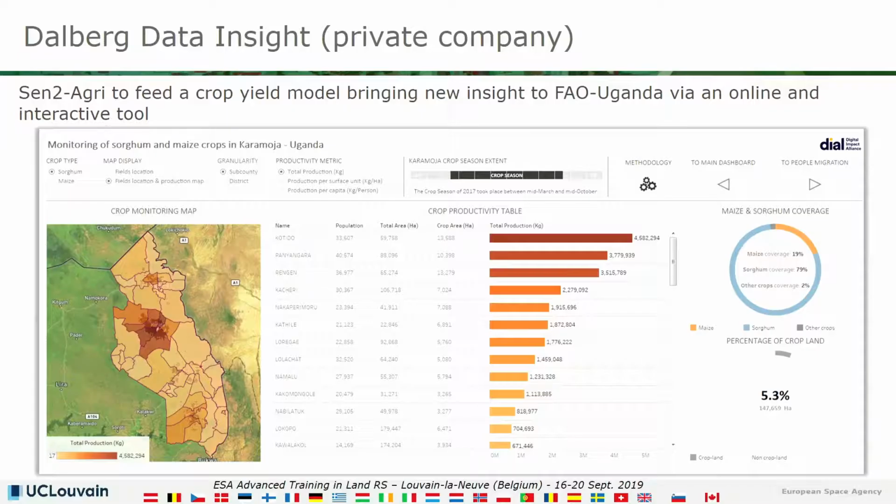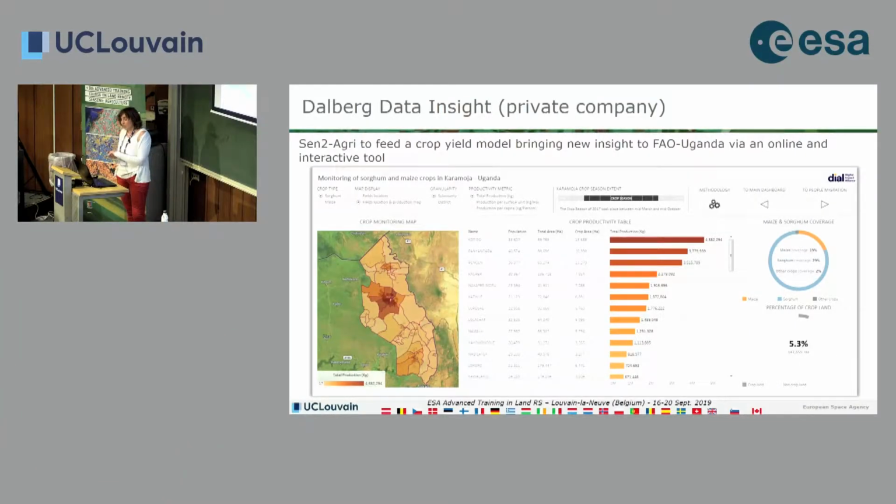Sen2Agri has also been used by Dalberg Data Insight, which is a private company. In fact, they use Sen2Agri to produce the crop map and the crop type, and the crop type will feed a crop yield model that will display some information online. So this is a portal that has been requested by FAO Uganda, where the portal is not only agriculture, but you have the different communes with the population, the area, the crop area that comes from Sen2Agri, and here the production that comes from the yield model with the crop type information.